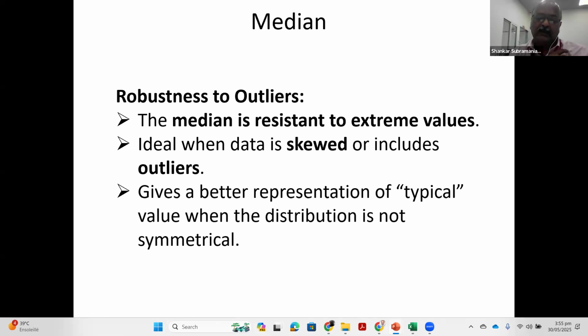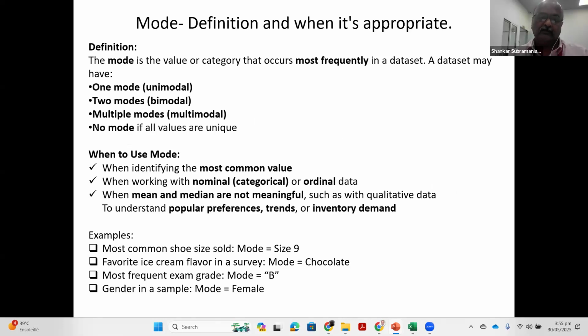So you'll see how many times a number is repeated, and that's the frequency, the number of times it's showing up, and that's the mode. So the highest frequency value is the mode. It gives a better representation of the typical value when the distribution is not symmetrical.